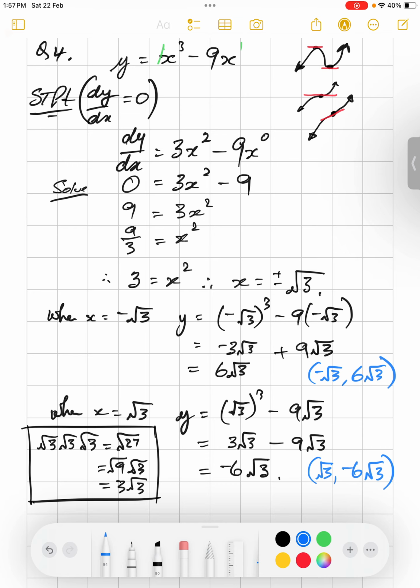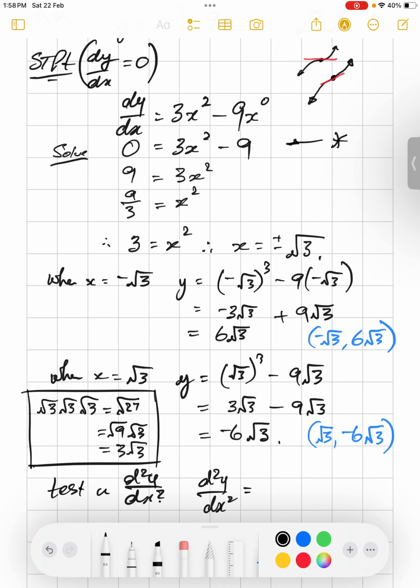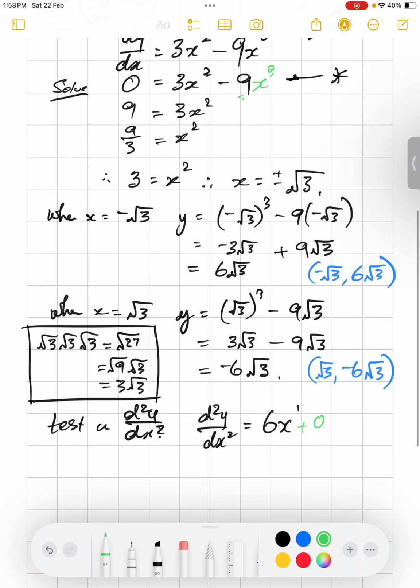Okay, so the two turning points are negative root 3, 6 root 3, and positive root 3, negative 6 root 3. And to test this in our second derivative, let's get our second derivative. So d2y/dx squared will equal, there's the first derivative, so 3 twos are 6, x to the power of 1, and 9x to the power of 0, 0 times 9 is 0, so it's simply 6x.